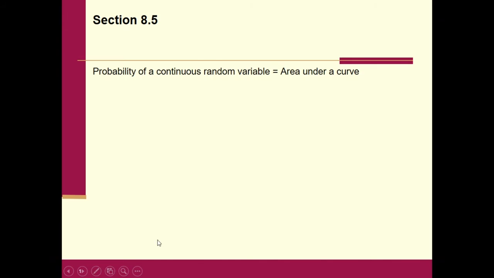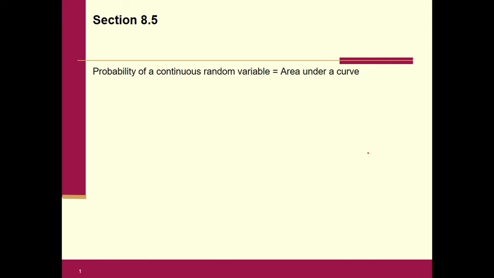Good day, stats students. So today we're going to talk about the continuous world. Before we were talking about discrete stuff, okay? Now we're going to talk about continuous random variables. So, with regards to the probability of a continuous random variable, any continuous random variable, basically it is equal to the area under a curve, believe it or not.